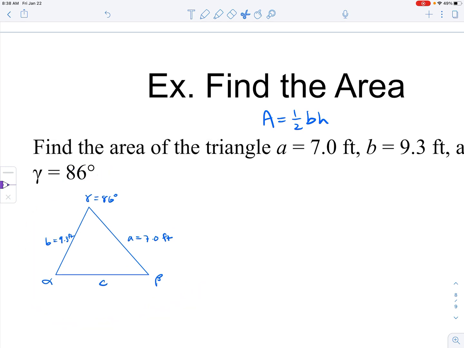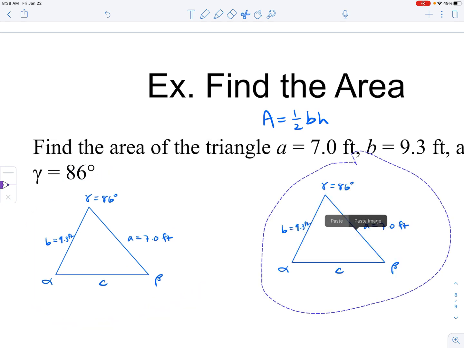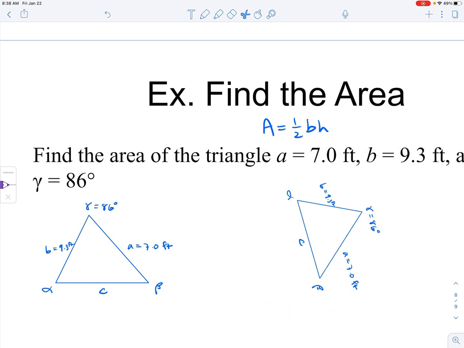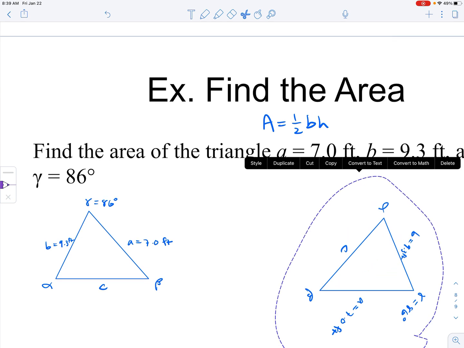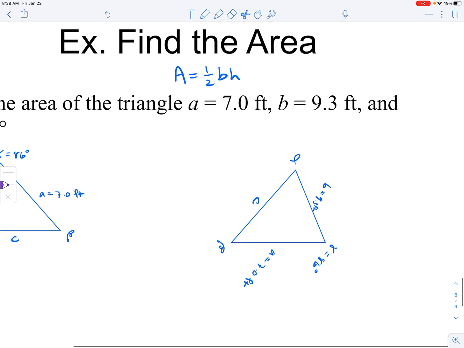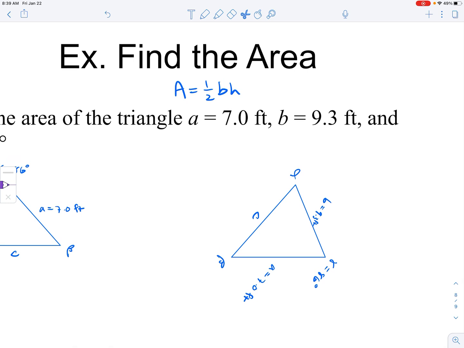So I'm gonna, let's see how this works. So I'm gonna copy and paste and rotate. Okay, and then I'll relabel this. So I rotated in the clockwise direction. Okay, so now this is side alpha. This is side gamma.